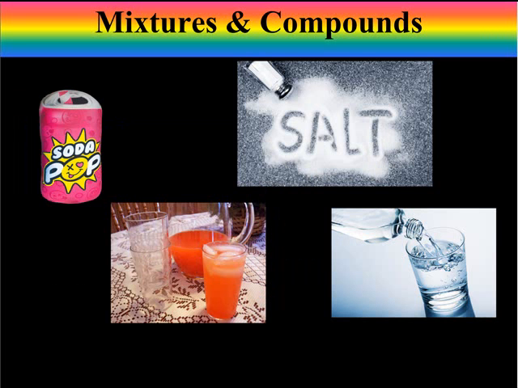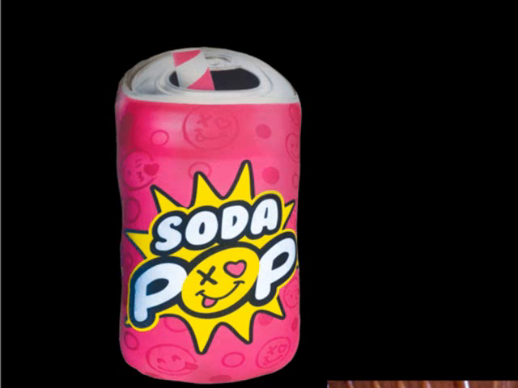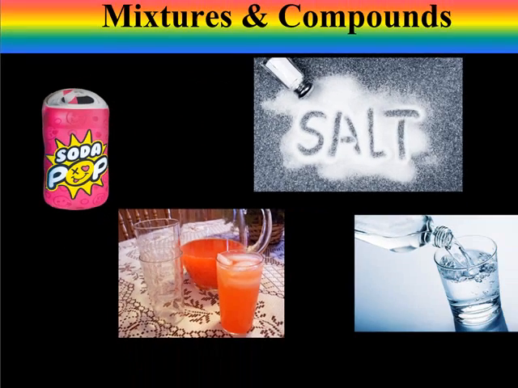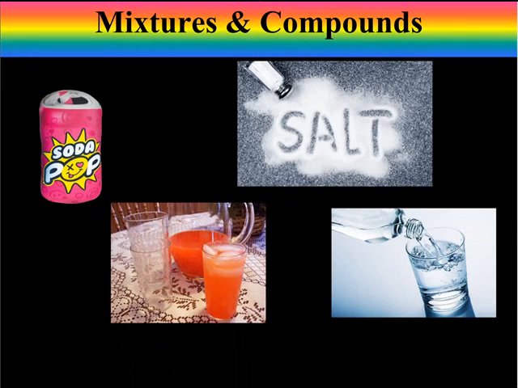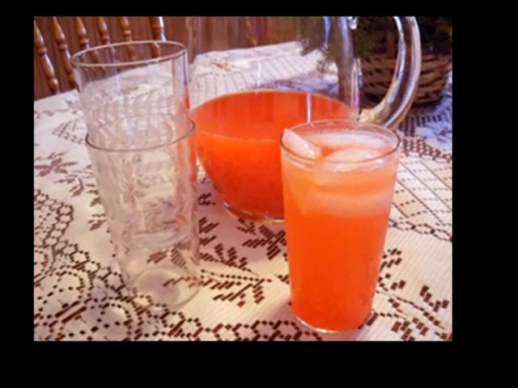Mixtures and compounds. A mixture is two or more substances that are mixed together but not chemically combined. Examples of mixtures are soda pop, which is a mixture of soda syrup, water, and CO2 gas, air, which is a mixture of gases, and Kool-Aid, which is a mixture of water, sugar, and flavor crystals.